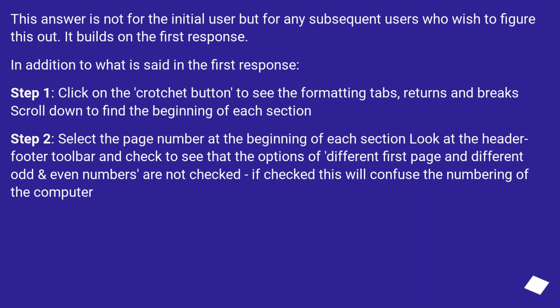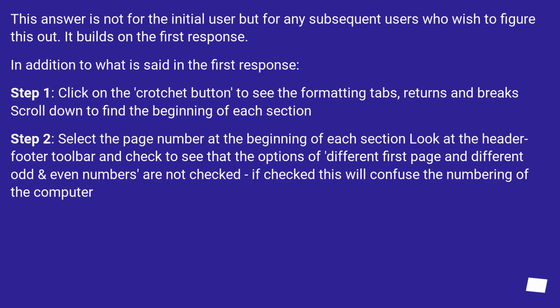This answer is not for the initial user but for any subsequent users who wish to figure this out. It builds on the first response. In addition to what is said in the first response. Step 1. Click on the pilcrow button to see the formatting tabs, returns and breaks. Scroll down to find the beginning of each section.